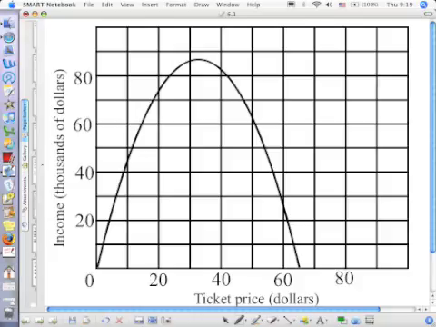Okay. Here is a graph. This is a parabola, is it not? Your x-axis or your x value is the things that you have control over, things that you can change. You can determine how much you're going to charge for your tickets. This is ticket price in dollars. $10, $20, $30, $40, $50, $60, $70, $80, $90. The y-axis is your income, that you don't control.